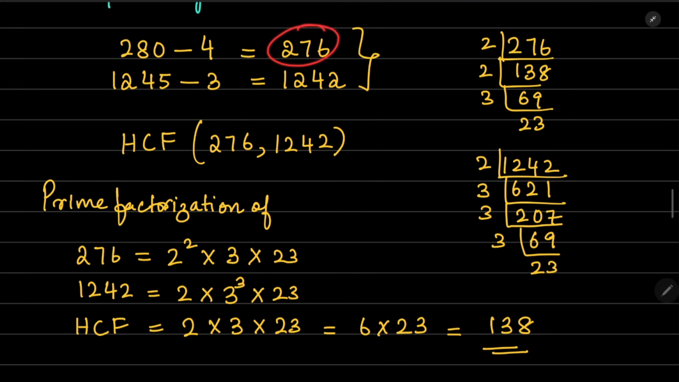So 276 divided by 138, you will be getting 2. Okay, and if you divide 1242 by 138, again you will be getting a whole number. But if you divide this 280 by 138, it will leave a remainder 4. And if you divide 1245 by 138, it will leave a remainder 3.